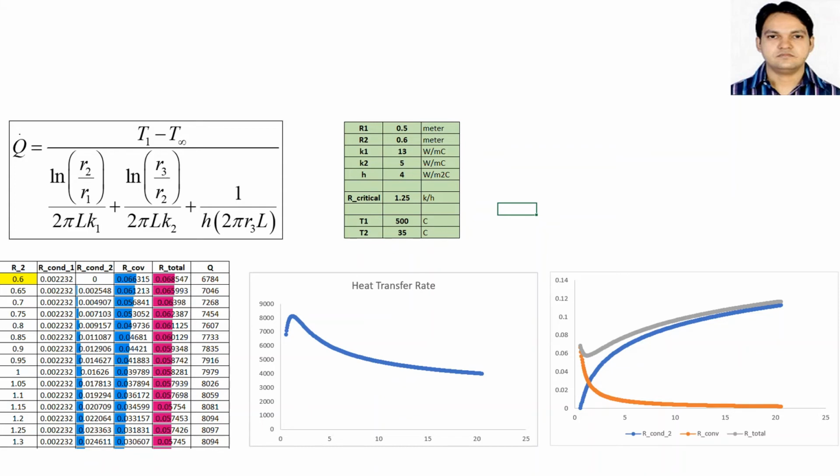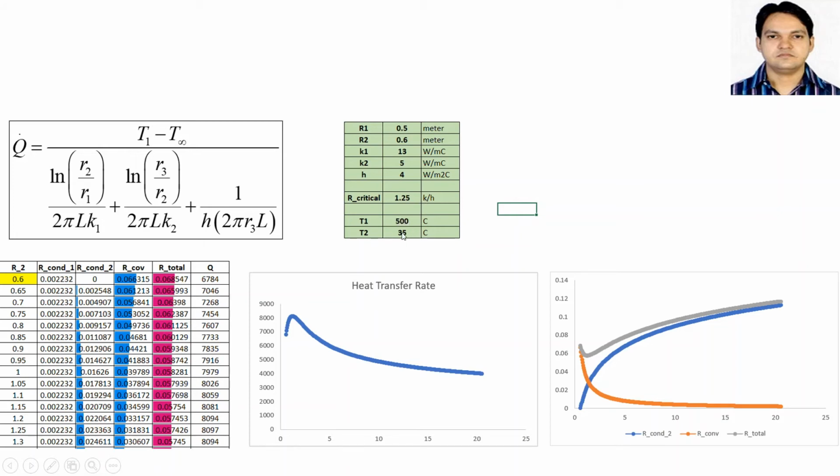For that I have made one Excel sheet. In this Excel sheet I have done a calculation based on the data given in the previous slide. The equation is shown over here, as it is known to you. I have taken the radii R1, R2, and K1, K2, H. The convective heat transfer coefficient H I have taken as 4. The critical radius, as you know, is nothing but K by H. According to our data, K is the conductivity of insulation and H is the convective heat transfer coefficient. So it comes to 1.25, the K by H value.